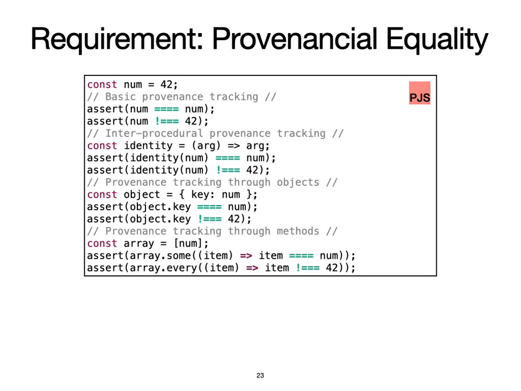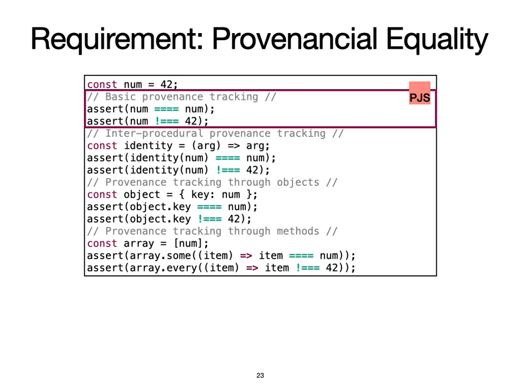Let's better identify how we would like provenance equality to behave. Here, the value that we want to track is the number 42. We want to track provenance through the environment so that num is provenentially equal to itself, but not to the same number that originates from another literal.